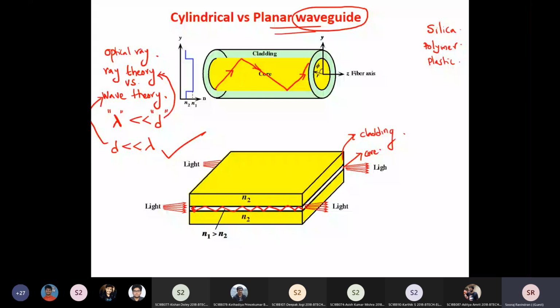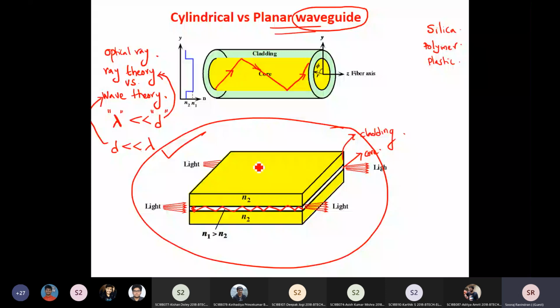The reason why we are discussing the planar waveguide rather than the optical fiber is because both the optical fiber, which has a cylindrical geometry, and the planar waveguide, which has a planar geometry, are waveguides. So that is one reason. Both are waveguides, and if you can understand how light propagation happens inside a planar geometry, it's very easy for you to extend that concept to a cylindrical geometry.